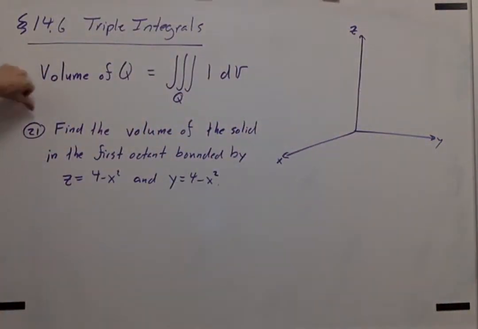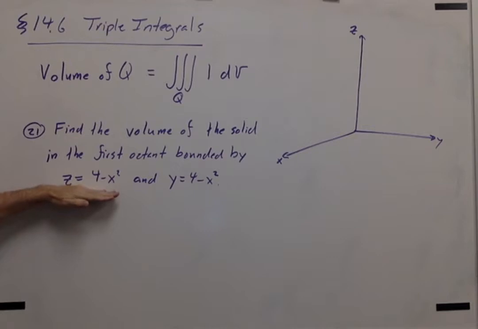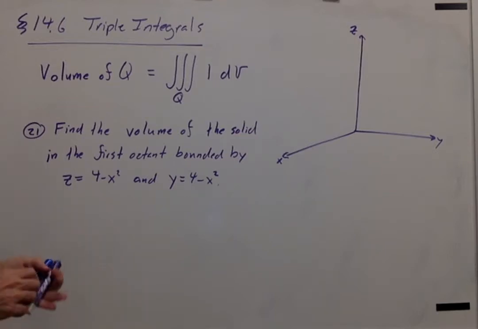The problem I'd like us to look at is problem number 21 from the text, which asks us to find the volume of the solid in the first octant bounded by the two surfaces z equals 4 minus x squared and y equals 4 minus x squared. So let's see if we can sketch the region first and then set up the bounds.